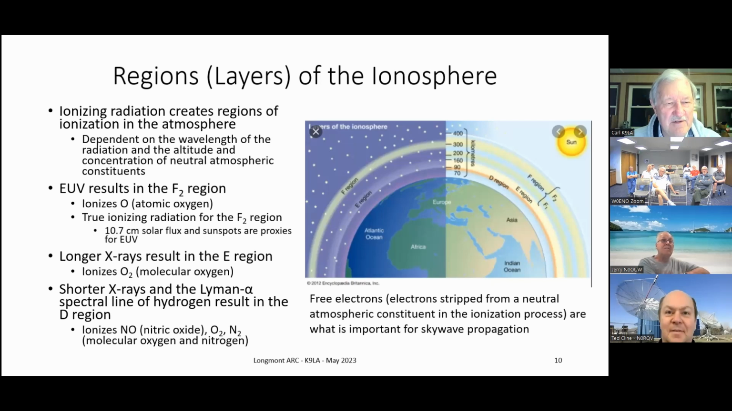There's a summary there, the last 3 bullets of which show which atmospheric constituents contribute to the various regions of the ionosphere. And that sketch on the right shows that during the day, there's a D region, there's an E region, there's an F1 and F2 region, but then at night, it basically comes down to a weak E region and the F region. And what's most important are the free electrons. Those are electrons that are stripped from a neutral atmospheric constituent in the ionization process. And that's what gives us propagation.